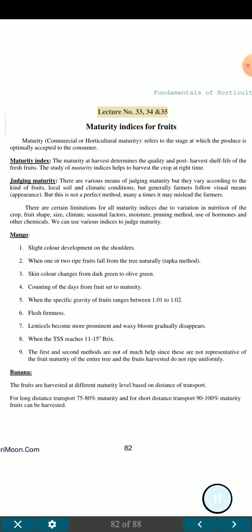Lecture No. 33, 34 and 35. Maturity indices for fruits. Maturity, commercial or horticultural maturity, refers to the stage at which the produce is optimally accepted by the consumer. Maturity index. The maturity at harvest determines the quality and post-harvest shelf life of the fresh fruits. The study of maturity indices helps to harvest the crop at right time.